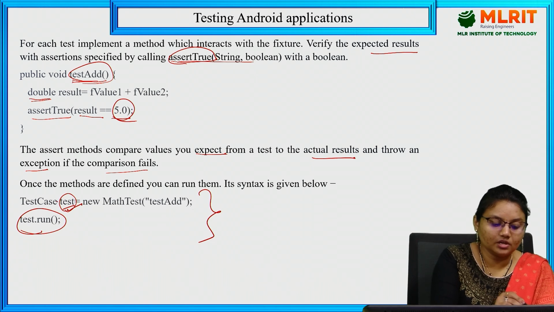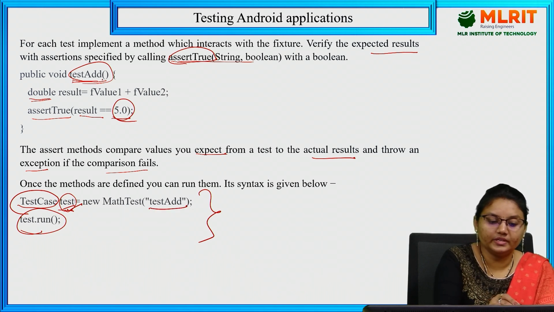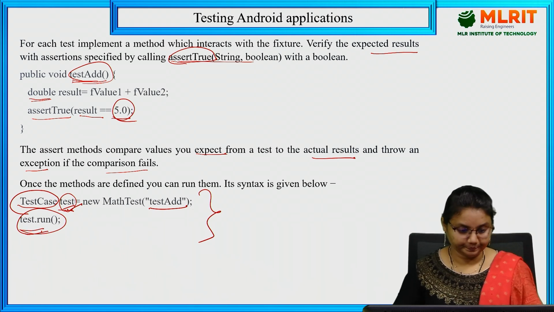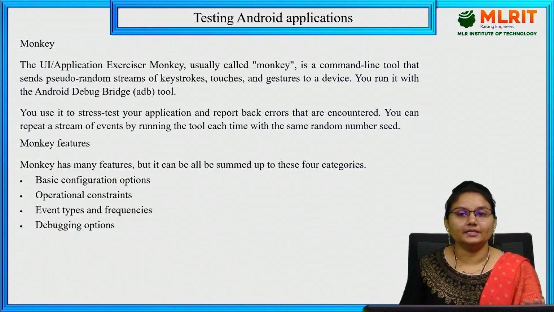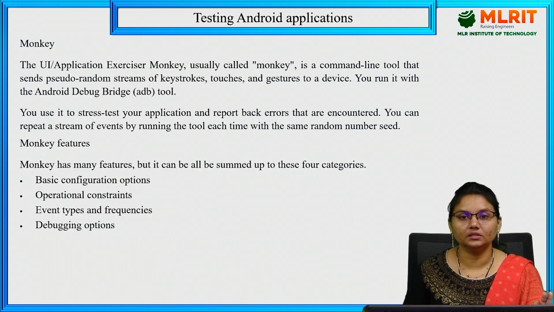Now since you are using a test case as a class, this class is using an object called test which is defined here to run your test add. What is test add? To add your F value 1, F value 2. Now that can run using the test dot run method. Now that is about the JUnit. The simple sample code using a sum of the two values we have defined.